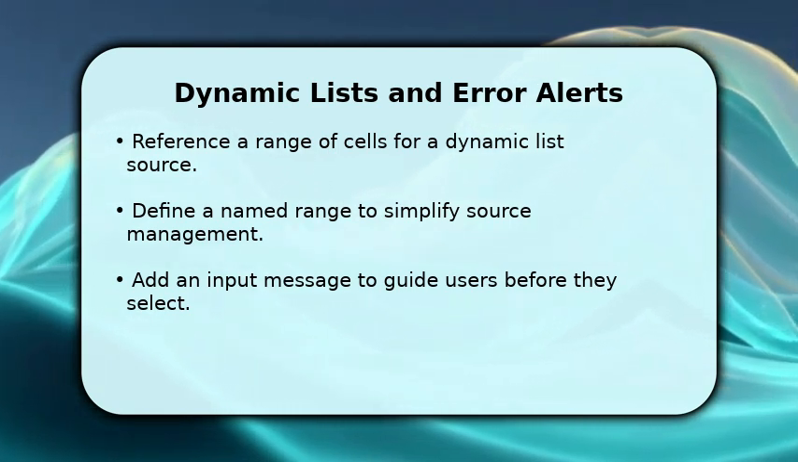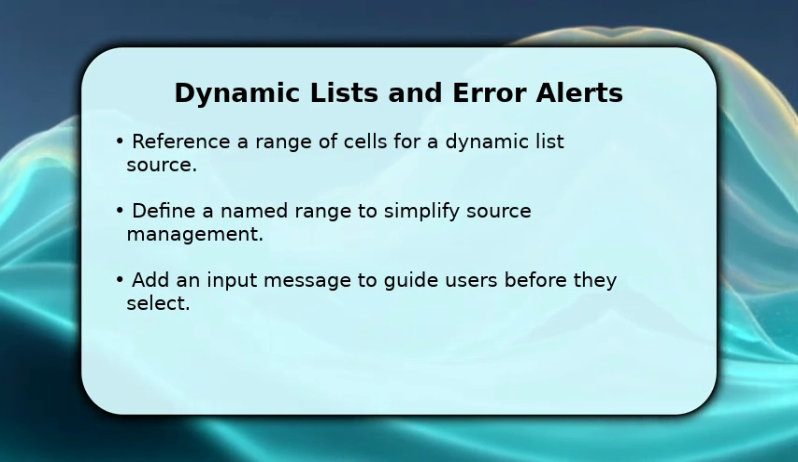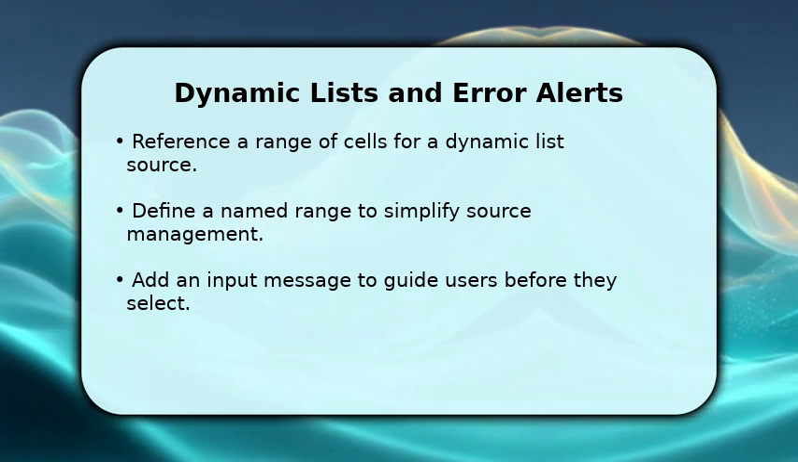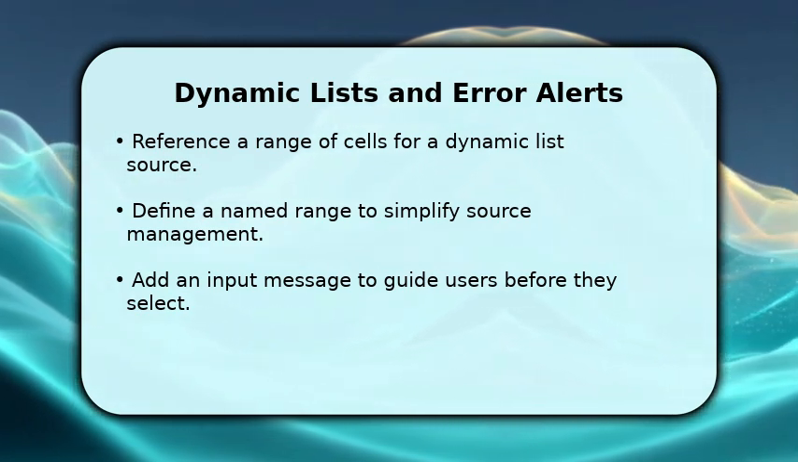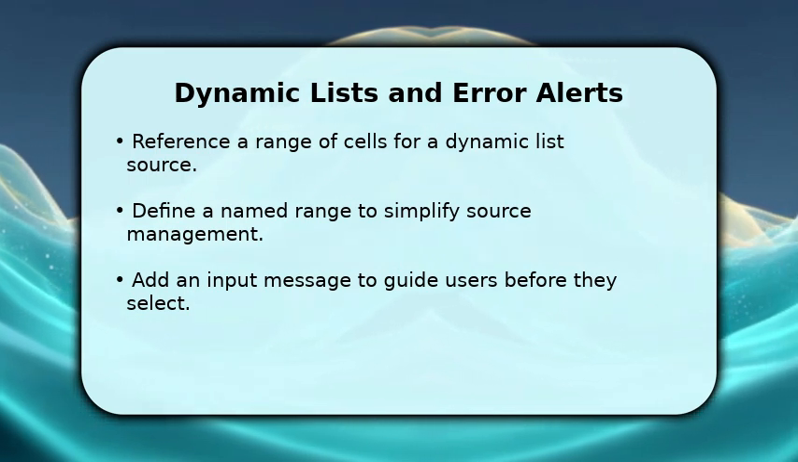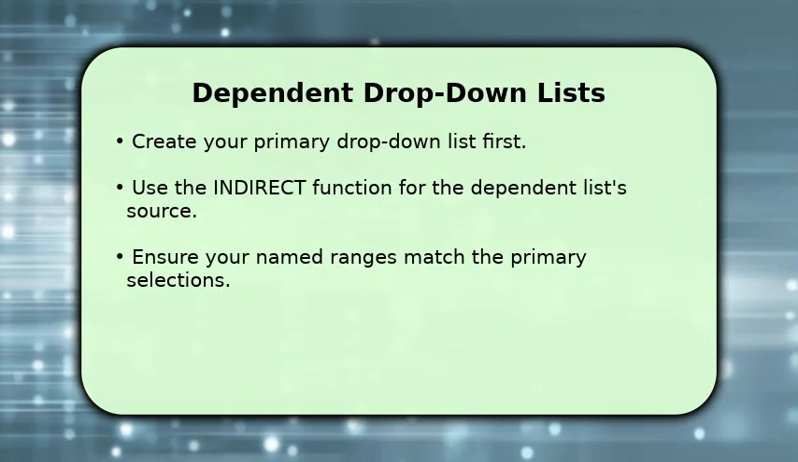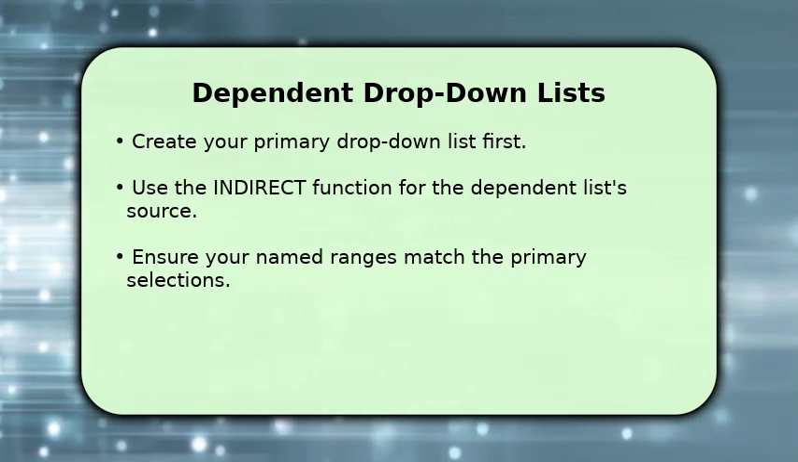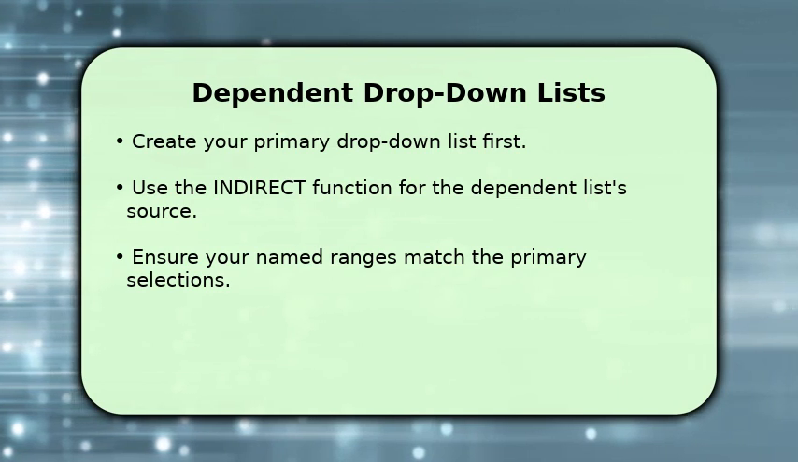Enhance user experience by adding an input message that appears when the cell is selected, guiding them on what to choose. Also, set up an error alert to pop up if someone tries to type an invalid entry, ensuring data integrity. Creating dependent or cascading drop-down lists allows choices in one list to change based on a previous selection.